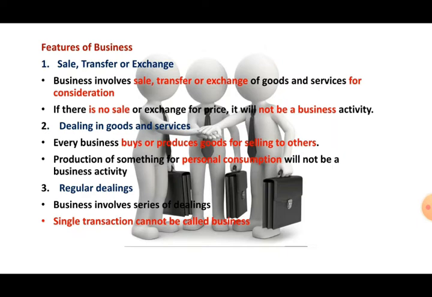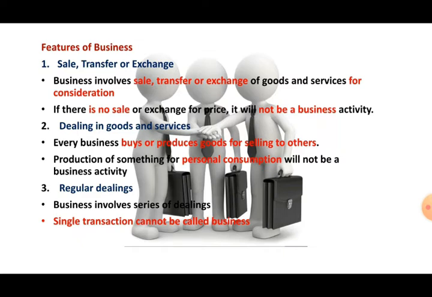Suppose a person is producing a good for himself and he is consuming it, or he is producing this good for his friend or his relative or family member. That means here he is not exchanging it with money. So when a person is not exchanging goods with money, it will not be termed as business activity. So two keywords: sale, transfer or exchange for consideration, and if there is no sale, it will not be a business activity. Next subhead, dealings in goods and services.